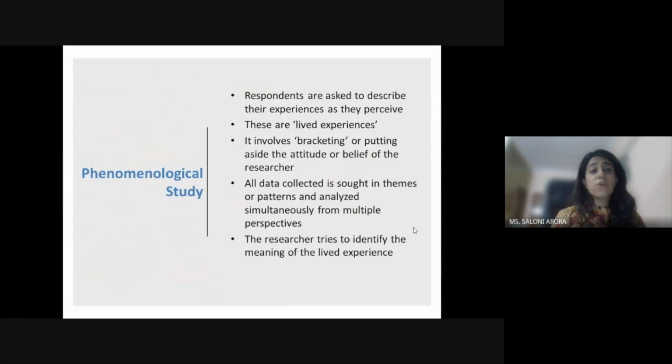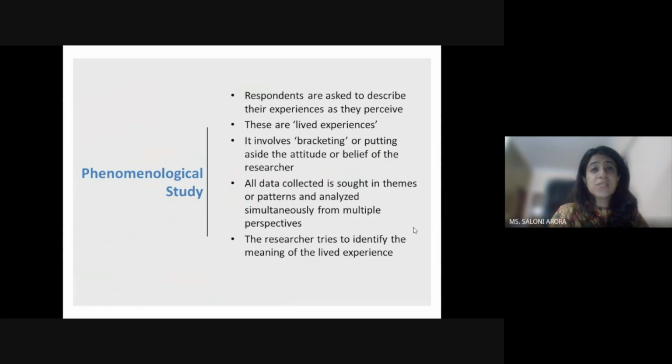Then we move on to the phenomenological study. Now, as it says phenomena, so here it follows those experiences that are actually lived by the respondents. It's something that they've lived, and we're going to hear them as they perceive it. We're going to listen to their side of the story.